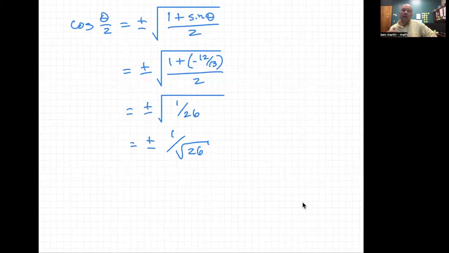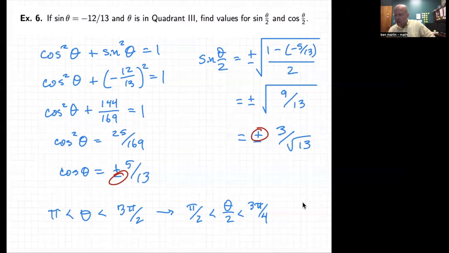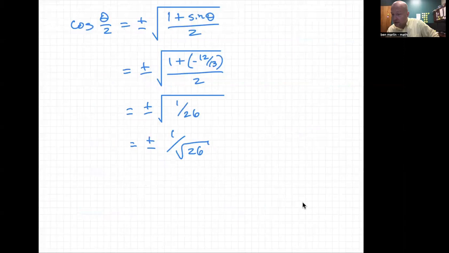Okay. Now, as for the plus or minus, we look back and see that we said that theta over 2 is in the second quadrant. In the second quadrant, our cosine will be negative. So we get negative 1 over the square root of 26. Okay. All right.